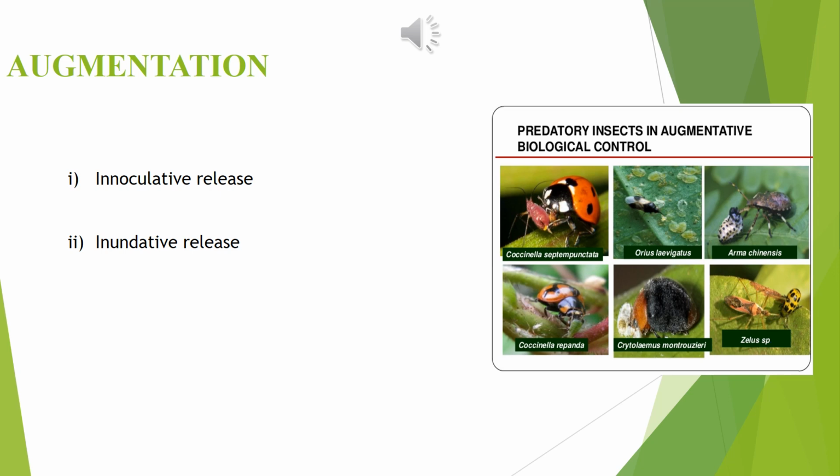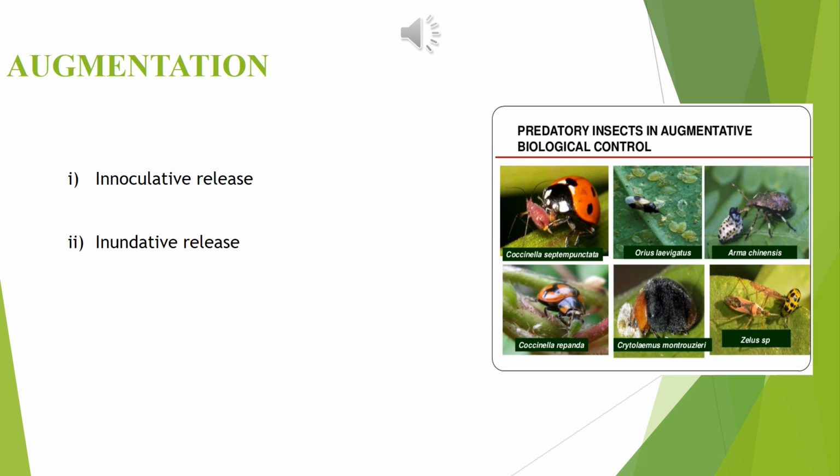Number two is inundative release. In contrast, a large number of biological control agents are released in the hope of rapidly reducing or damaging pest populations, correcting a problem that has already arisen.